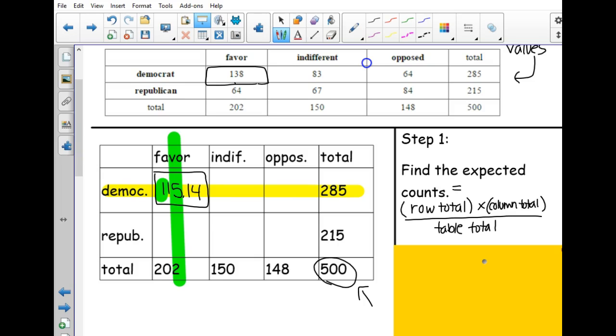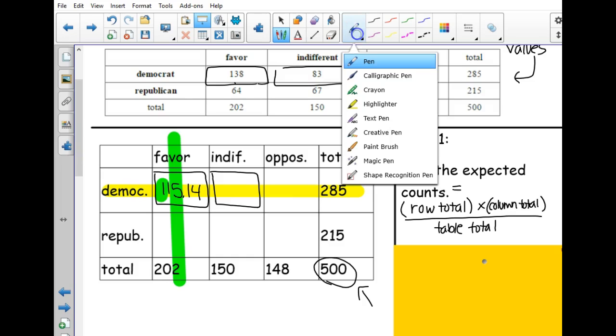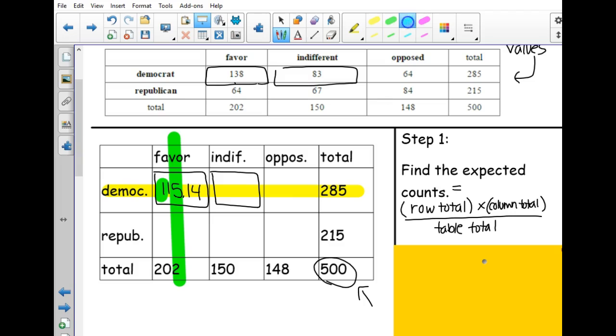We're going to do it again for Democrats who are indifferent. So we know right now the observed value for Democrats who are indifferent about tax reform is 83. What's the expected value though? What should have happened? So again, I take the row total, 285, times the column total, 150. I hit enter, so I don't type it in my calculator wrong. And then I divide by 500. And I get 85.5.